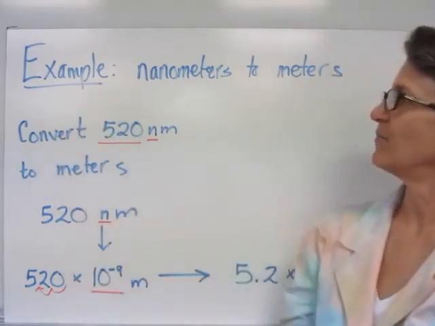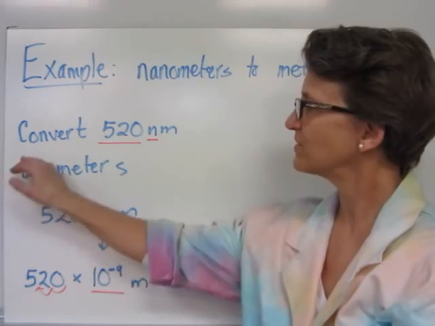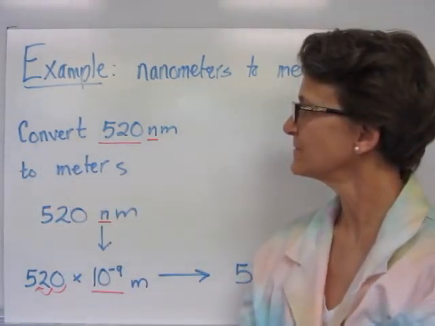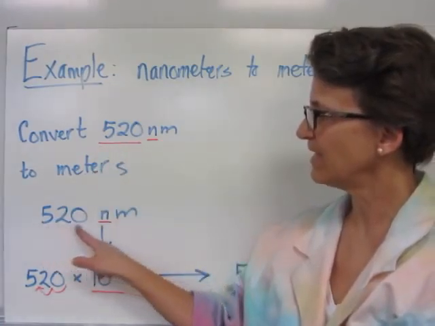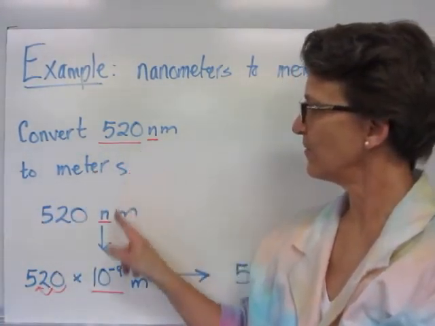In our first example, let's take nanometers and convert it to meters. So convert 520 nanometers to meters. I have 520 as my number. I have 2 sig figs. And my nano needs to be changed. So a nano is a billionth, 10 to the minus ninth.